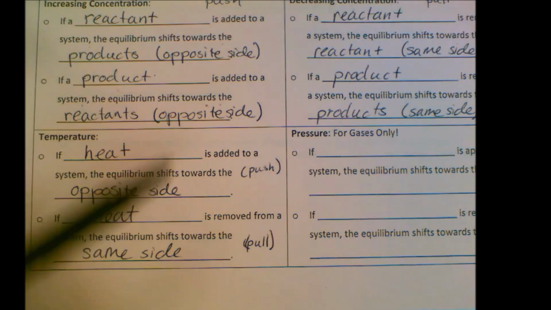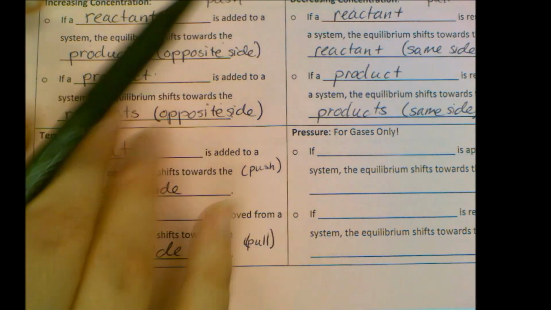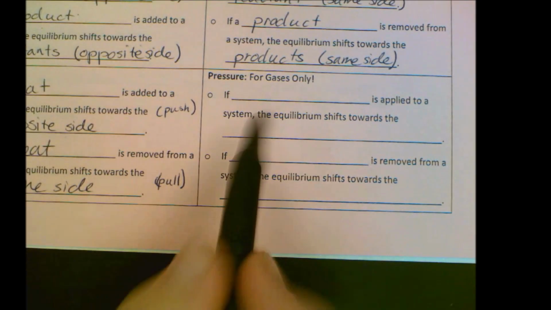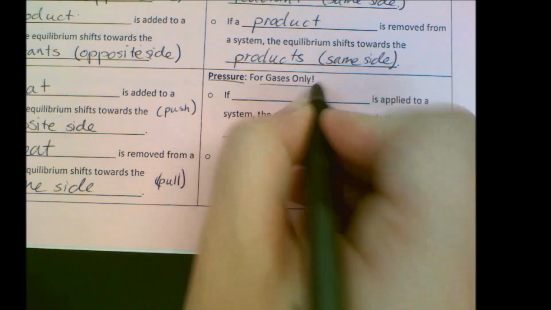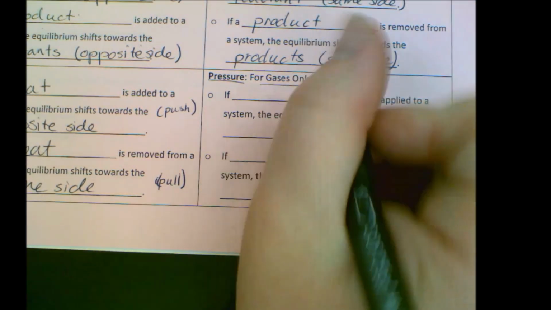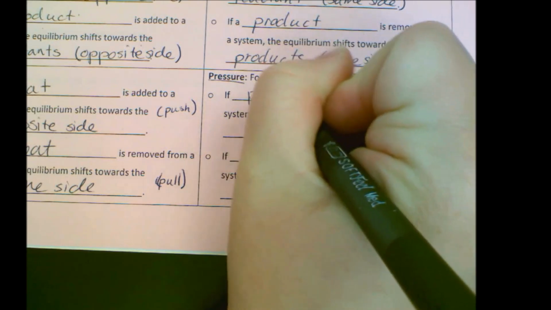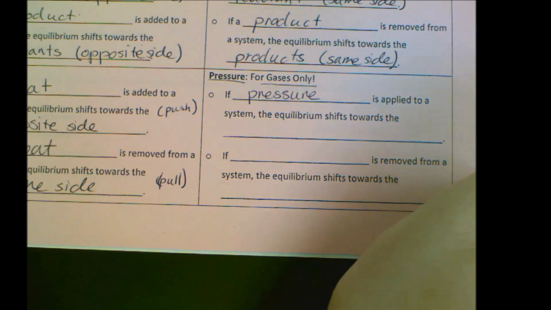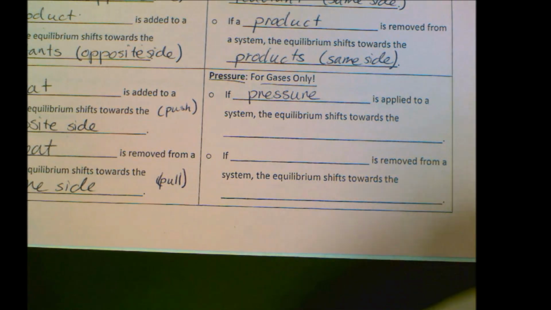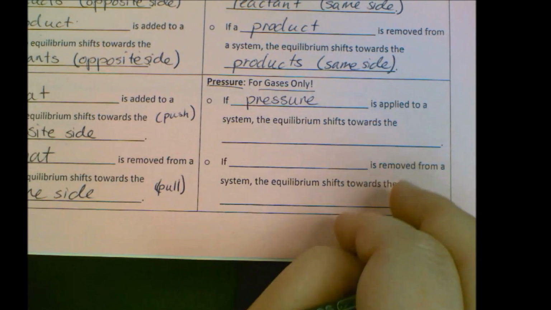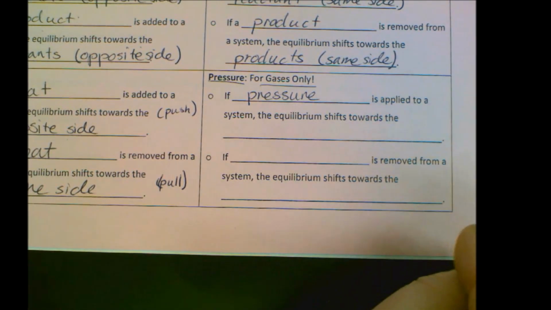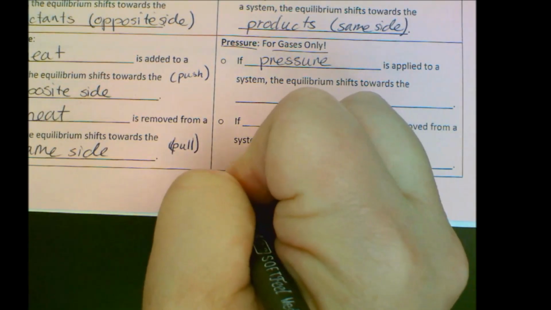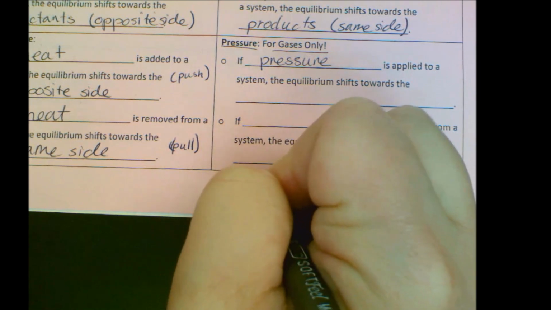All right. So those are the three that we can really kind of figure out from the demonstration. The one we can't is for gases only. This is dealing with pressure. Okay, gases only. So if pressure is applied to a system, the equilibrium shifts towards the blank. Okay, when we deal with gases, it has to do with the moles of gas on each side of the reaction. So I'm going to give an example equation here.